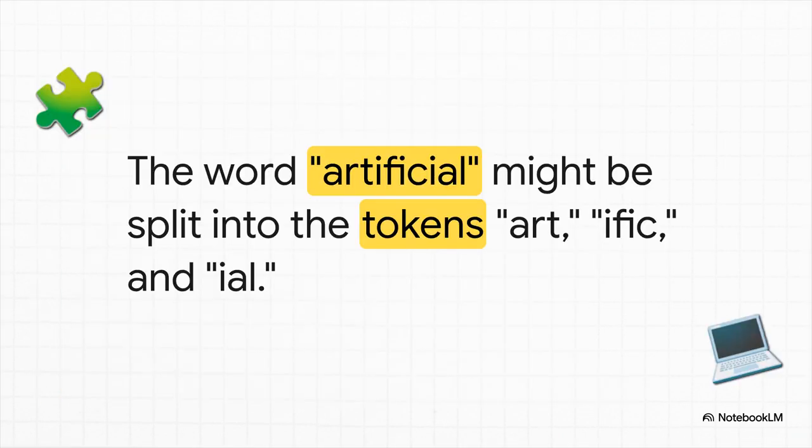For instance, a super common word like "the" might just be a single token. Easy enough. But a more complex word like "artificial" could get broken down into smaller subwords like "art," "ific," and "ial." And this is actually a really crucial trick, because it lets the model handle a massive vocabulary, even words it's never seen before, without getting completely confused.